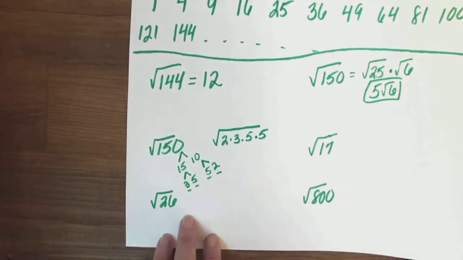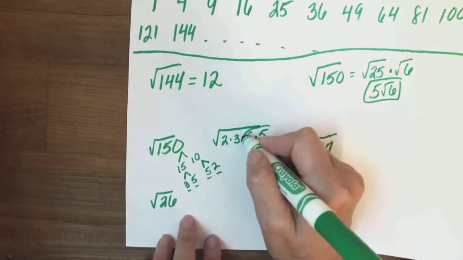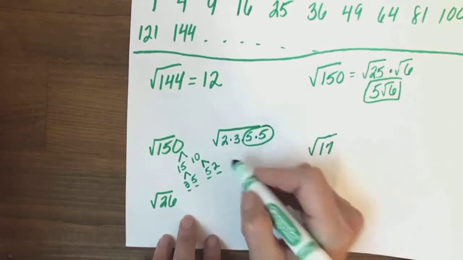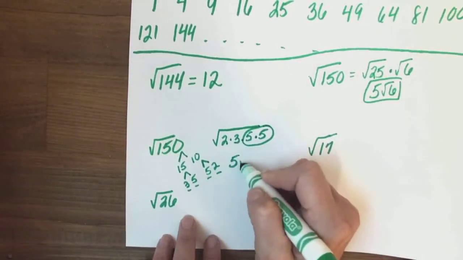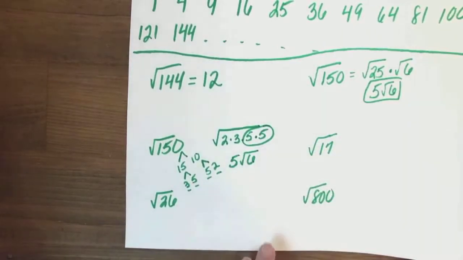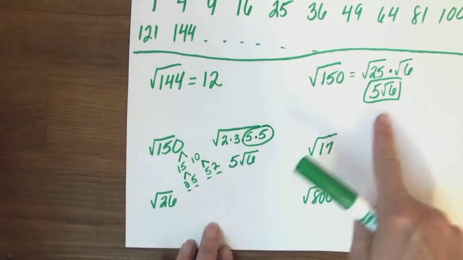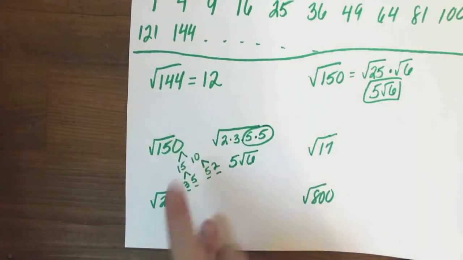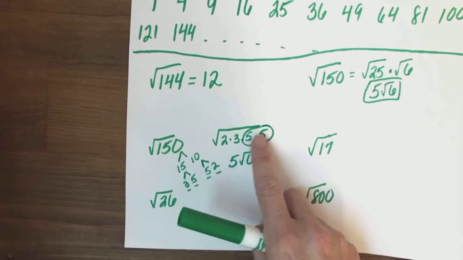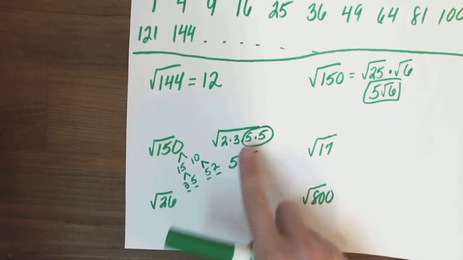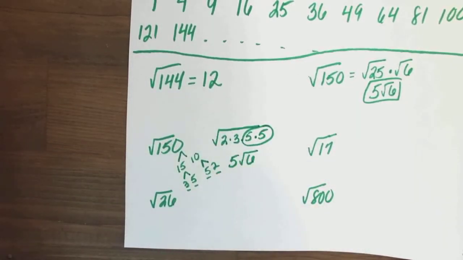Anytime you have two of the same, I like to say they get married and become one, and they actually come out in front. And you will see you get the same answer. This is just using a different manner. You can look at it, this really is 25 here, and the square root of 25 is 5.